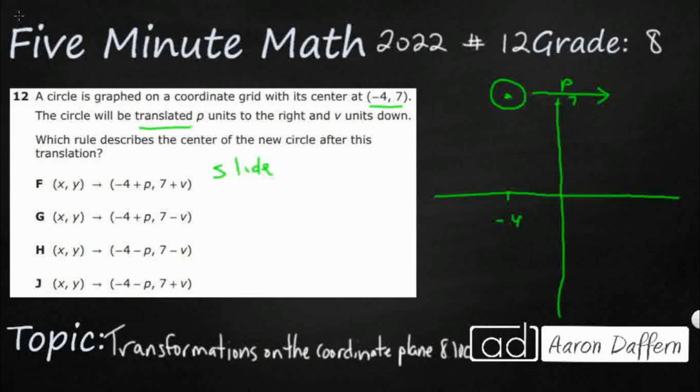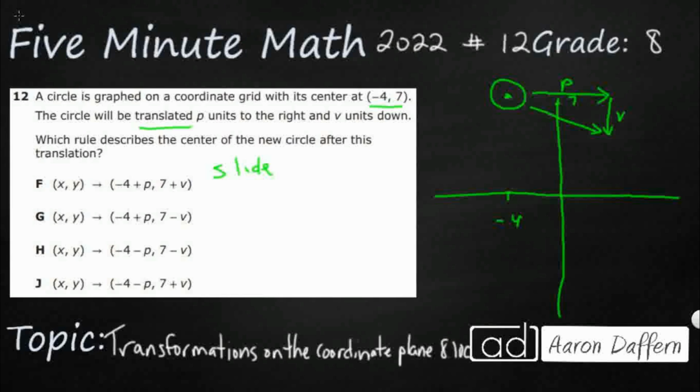So we're going to go over, we're going to go down. Don't know how much for either. We've just got p and v. So in effect, it's going to end up being like a diagonal. But when we do the translation, we move over and then up or down. So which rule describes the center of the new circle after this translation?